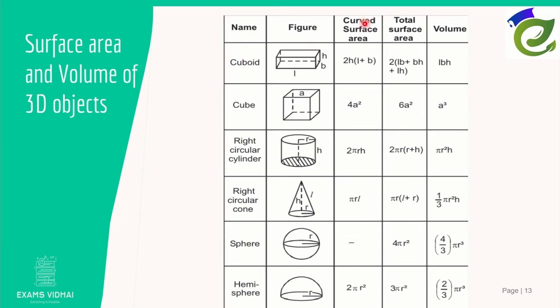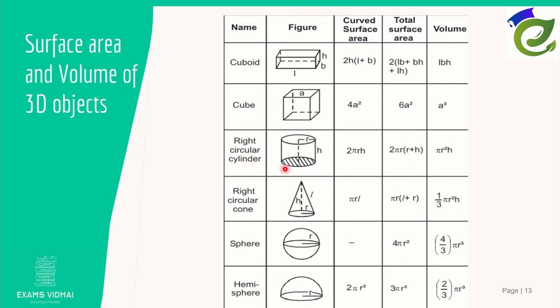Cuboid. Curved surface area is 2h into L plus B. Total surface area is 2 into LB plus BH plus LH. Volume is LBH. Here L is length, B is breadth, H is height. Cube. Curved surface area is 4a square. Total surface area is 6a square. Volume is a cube. Here a is the side length.